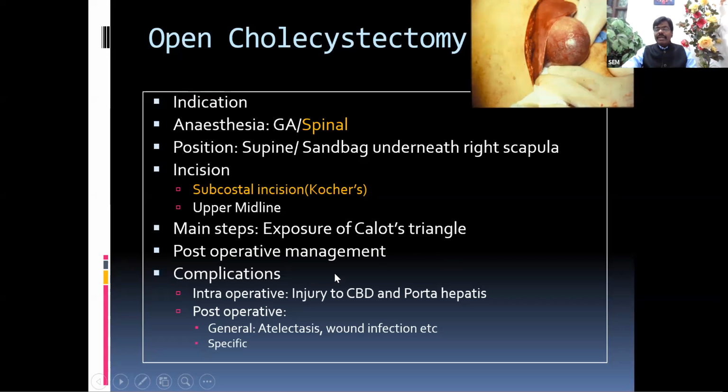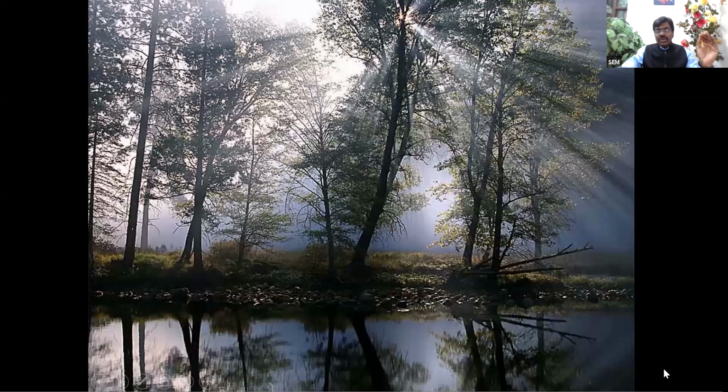What are the complications of cholecystectomy, whether it is open or laparoscopy? The one important complication you should understand is injury to the bile duct. That is the most important complication you should all understand. Okay. So that finishes cholecystitis and laparoscopic cholecystectomy.